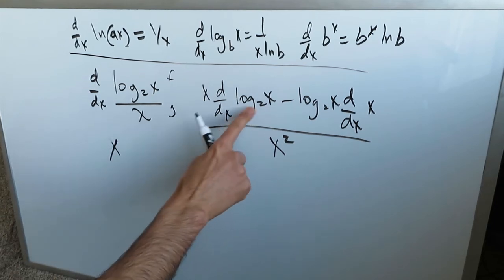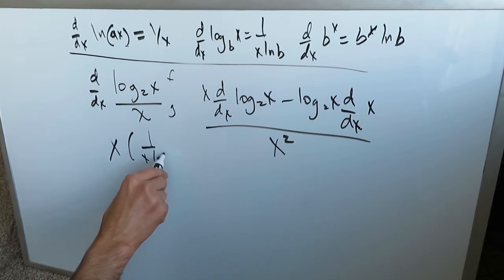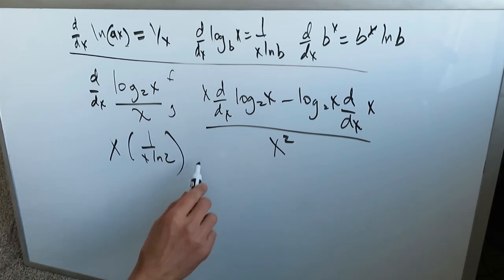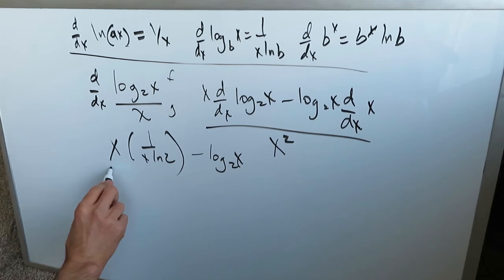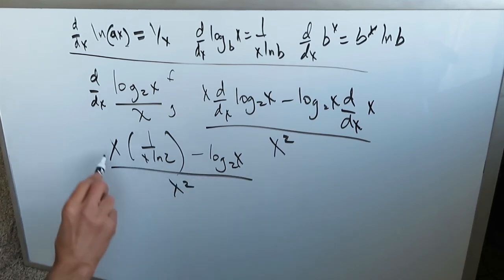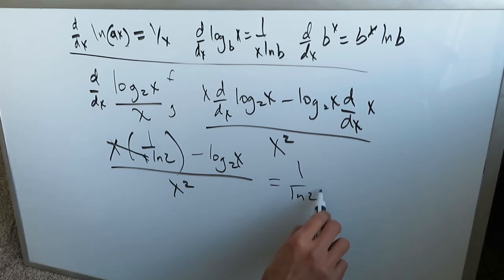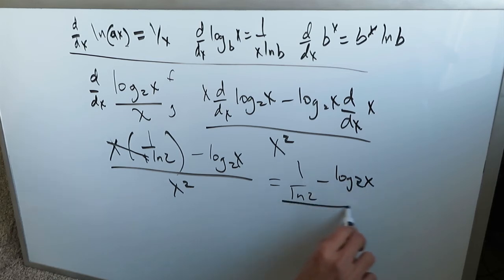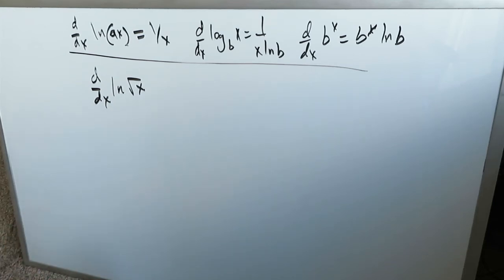Now let's come over here. The derivative of log base 2 of x will be exactly what you see, 1 over x ln 2. That's what you'll get. It'll transform into 1 over x ln 2 minus log base 2 of x times the derivative of x, which is just a 1. And then you have this over x squared. Look where these things cancel out over here. So you end up getting 1 over ln 2 minus log base 2 of x over x squared.